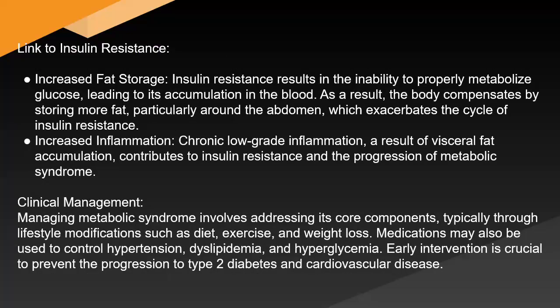Insulin resistance results in the inability to properly metabolize glucose, leading to its accumulation in the blood. As a result, the body compensates by storing more fat, particularly around the abdomen, which exacerbates the cycle of insulin resistance. Increased inflammation. Chronic low-grade inflammation, a result of visceral fat accumulation, contributes to insulin resistance and the progression of metabolic syndrome. Clinical management.